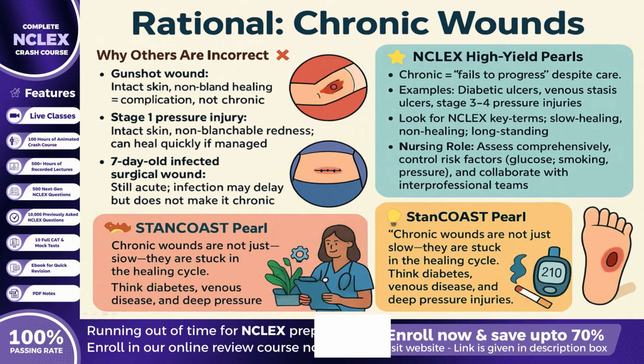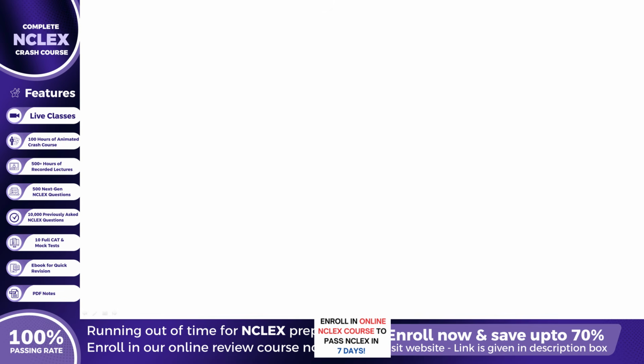Here are some clinical pearls to keep in mind for the NCLEX. Chronic wounds are defined by failure to heal within 3 months or more, and they often remain stuck in the inflammatory phase. The most common examples include diabetic foot ulcers, venous stasis ulcers, and advanced pressure injuries at stage 3 or 4. The underlying pathophysiology usually involves impaired perfusion, reduced oxygenation, neuropathy, repeated trauma, and infection, all of which perpetuate poor healing. The nursing role includes comprehensive wound assessment, risk factor modification such as blood sugar control, smoking cessation, and pressure offloading, as well as the use of advanced wound dressings and interprofessional collaboration.